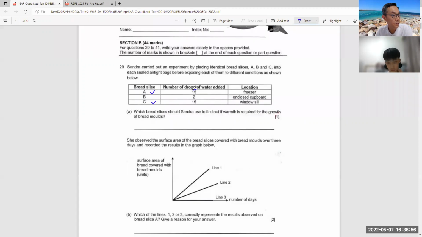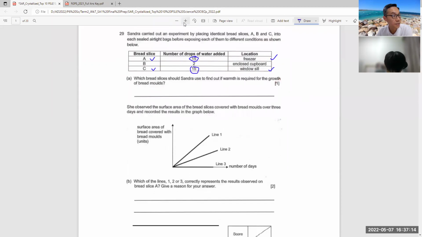Okay, the reason is that this one remains constant, the number of drops of water, while here, warm is absent. Next to the window sill, because next to the window there's warm, right? So warm is present. So the answer is A and C.